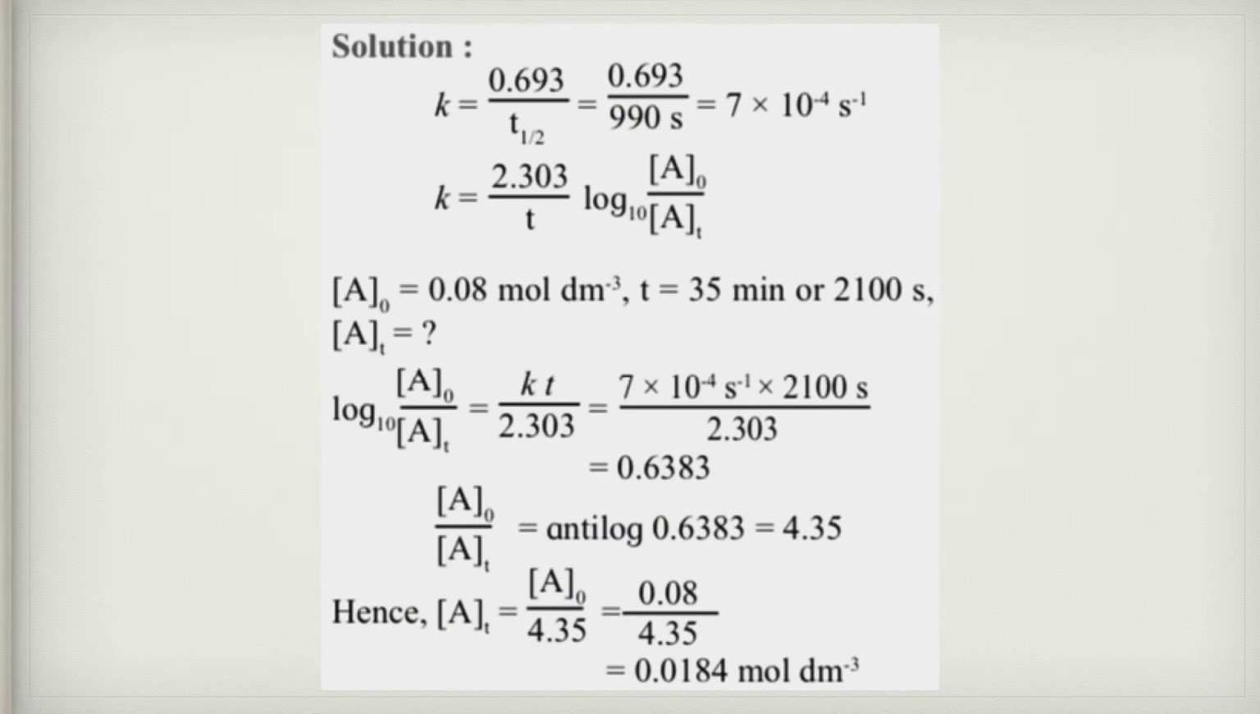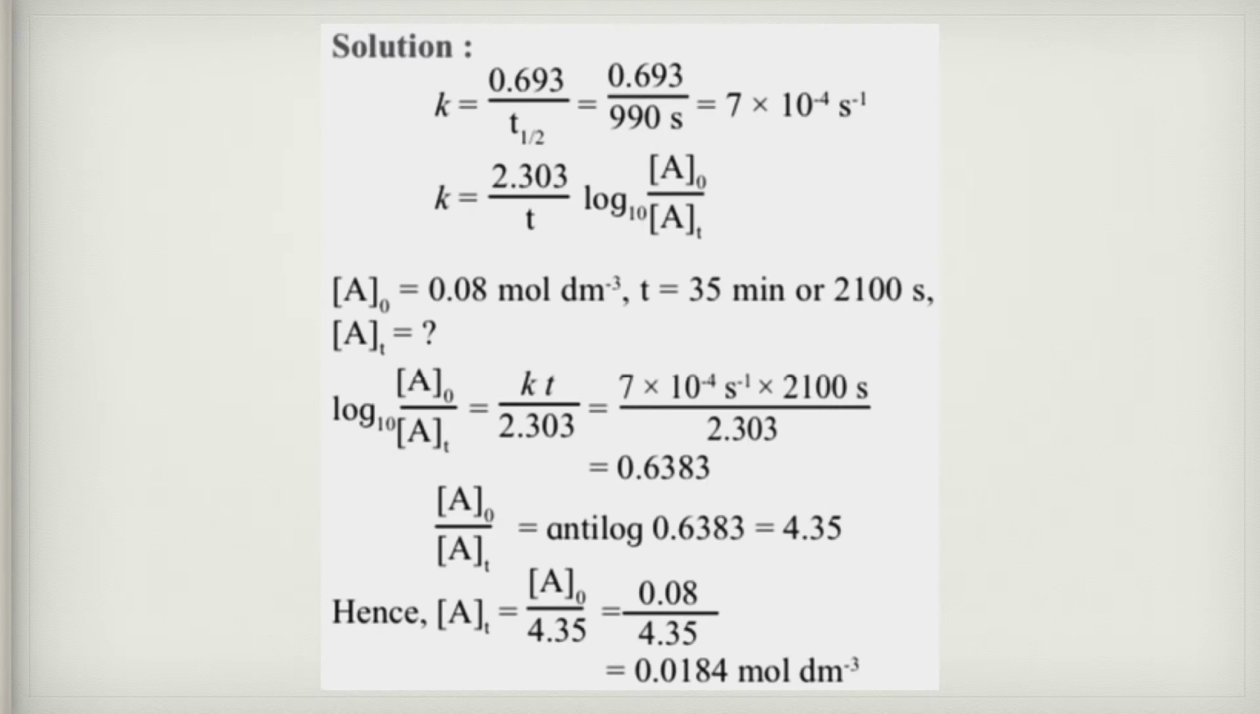As half-life was given, T half is equal to 990 second was given. So we can use the equation K is equal to 0.693 upon T half for a first order reaction. As in the question it was mentioned, this problem relates to a first order reaction, so we can directly find out the rate constant. So K is equal to 0.693 upon T half. I'll substitute the value of T half as 990 second and I'll get the value as 7 into 10 raised to minus 4 second inverse.